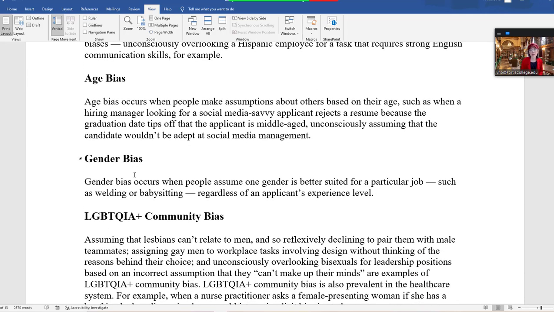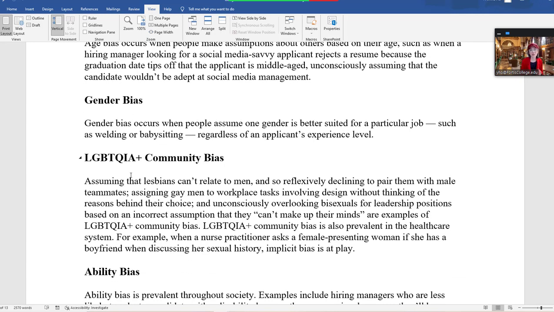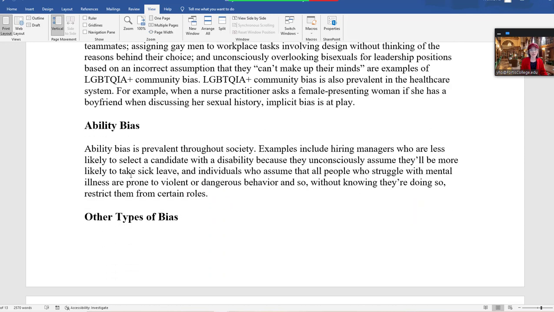Gender bias is, oh, I think I'm going to promote the man. I won't promote the woman because she's going to go off and have kids and then leave me hanging. So I'm going to promote the man over the woman. So that's gender bias. LGBTQ bias is assuming that lesbians can't relate to men. In other words, you think all lesbians are anti-men. So that's LGBTQ bias. Ability bias is prevalent throughout society.